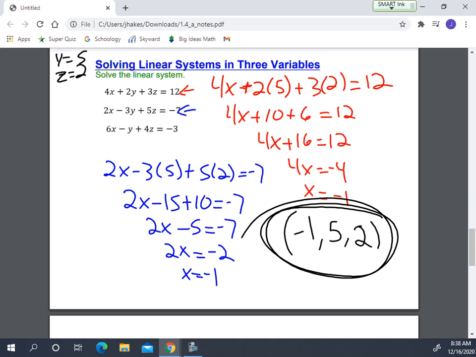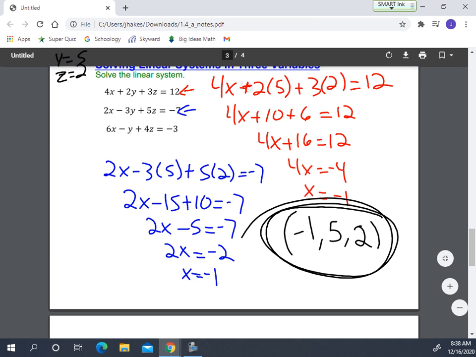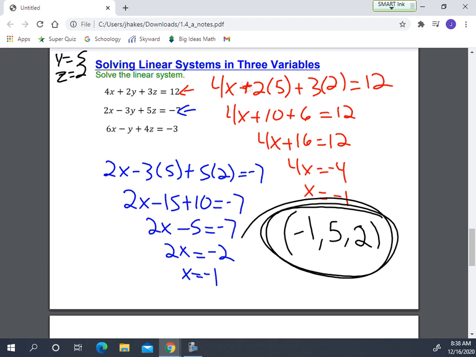Okay, that is 1.4 part 1. I know on the homework there isn't a whole lot of these three variable equations because they are a lot of work, but there is more than one. So, very important to watch this video and take notes. Okay, understand each step. Might be helpful to go through these notes as you're doing your homework because there are so many steps.